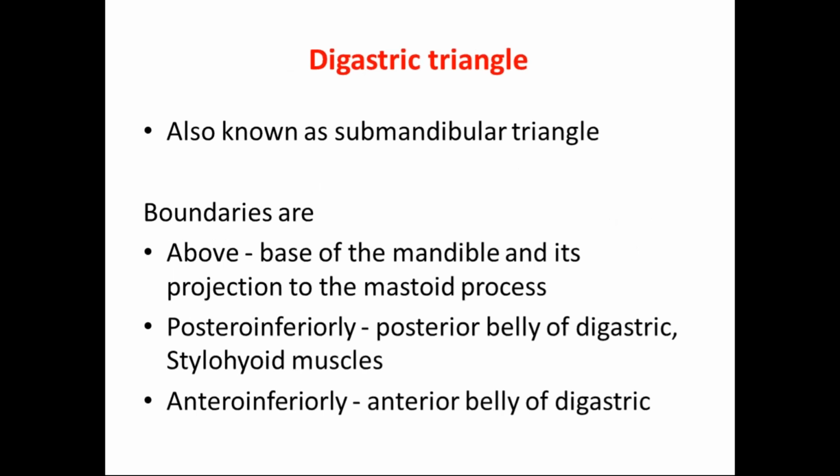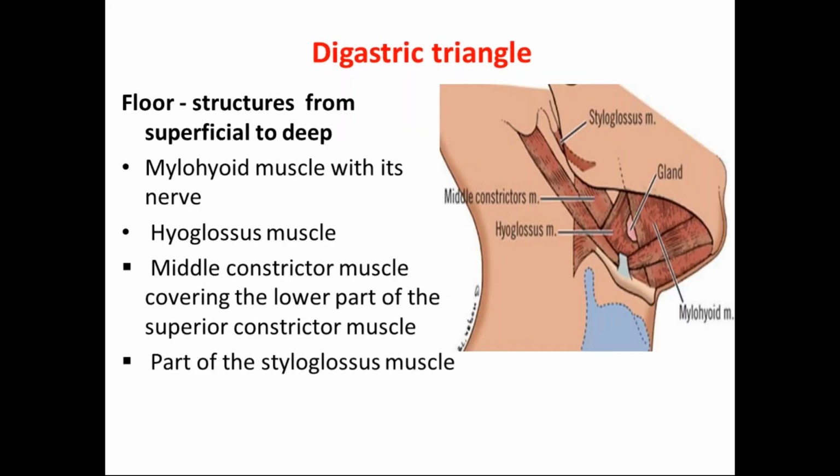Next one is the submandibular triangle or digastric triangle. So what are the boundaries? So this is bounded above by the base of the mandible and the mastoid process, posterior inferiorly by the posterior belly of the digastric, anterior inferiorly by the anterior belly of the digastric. See this part.